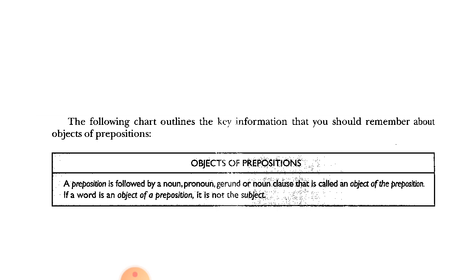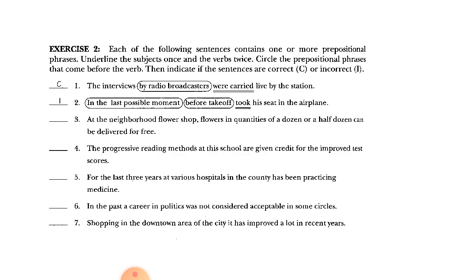The following chart outlines the key information that you should remember about objects of prepositions. A preposition is followed by a noun, pronoun, gerund, or noun clause that is called an object of a preposition. If a word is an object of a preposition, then it is not the subject.